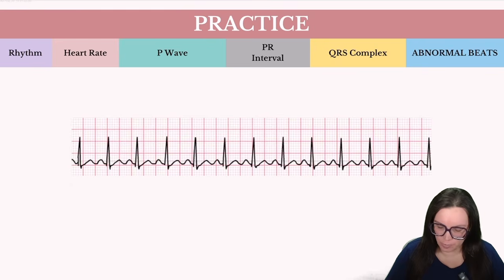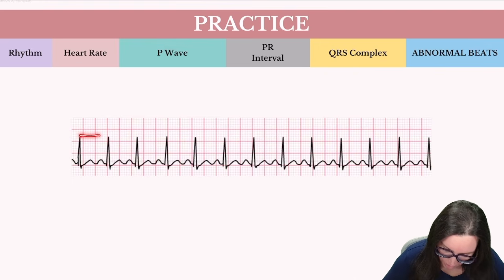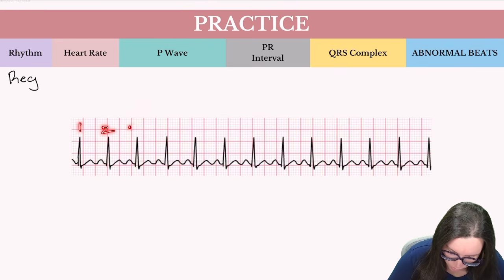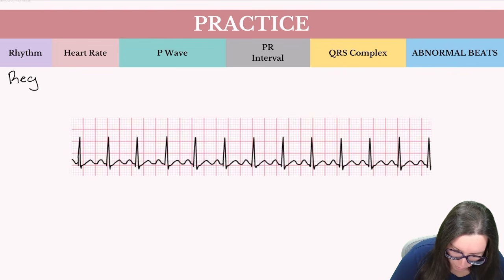Taking a look at our next strip, we can see that this one's a little bit fast, right? But if we were to measure in between each R to R complex, it pretty much remains consistent all the way through. So we can call this rhythm regular. Now we need to figure out the heart rate. So again, I'm just going to count here. 1, 2, 3, 4, 5, 6, 7, 8, 9, 10, 11, 12, 13. So we have a heart rate of approximately 130 beats per minute.